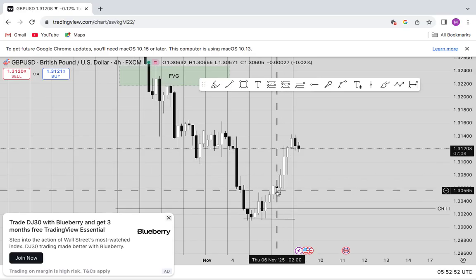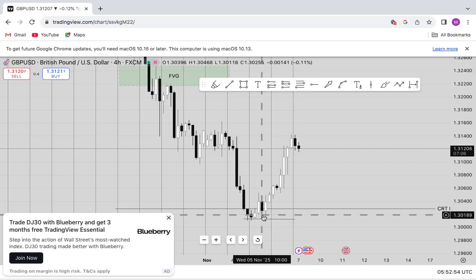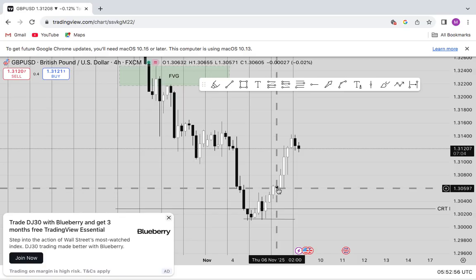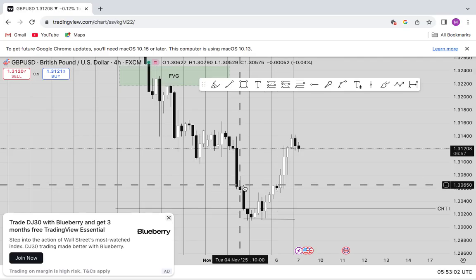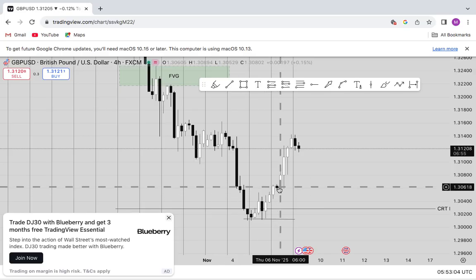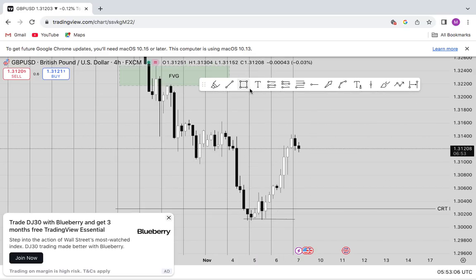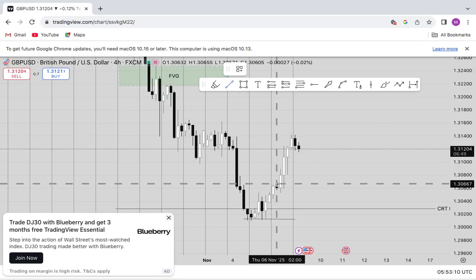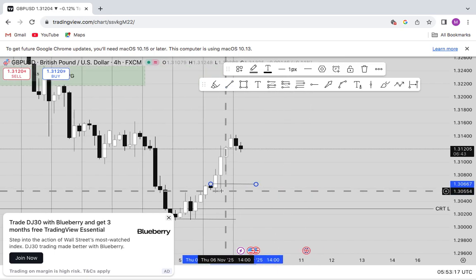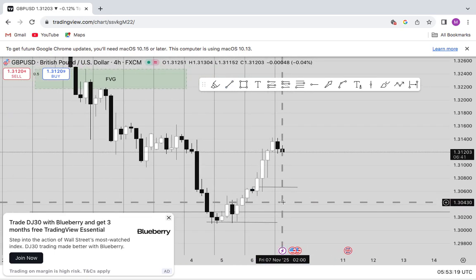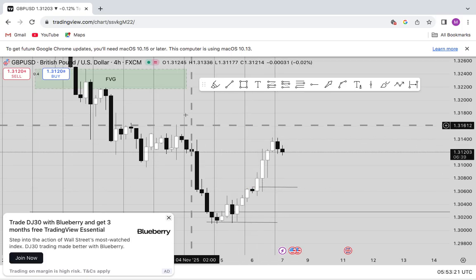Here we can see, after we had this first pullback, this was the second pullback the market gave us after breaking the structure and giving us a market structure shift around here. So this could be a key level that we want to be looking at. If you look at the market technically, that key level was being respected. So what am I anticipating?